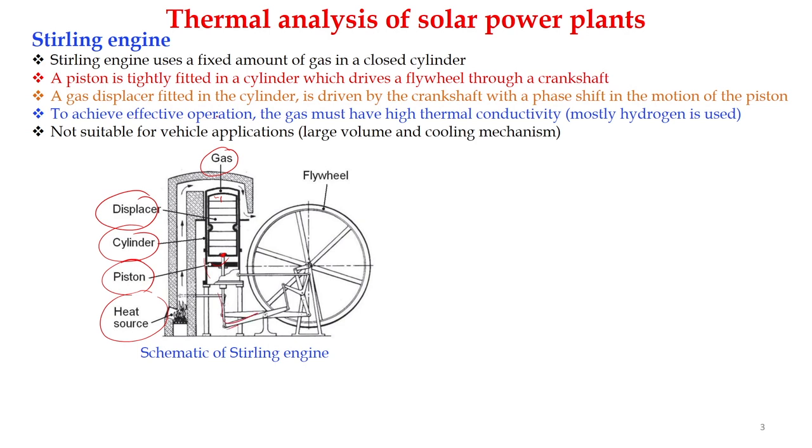A gas displacer fitted in the cylinder is driven by the crankshaft with a phase shift relative to the motion of the piston. So this is the displacer. The displacer will not produce any power. It is helpful in providing the compression. To achieve effective operation, the gas must have high thermal conductivity. That's why hydrogen is chosen in this kind of engine.